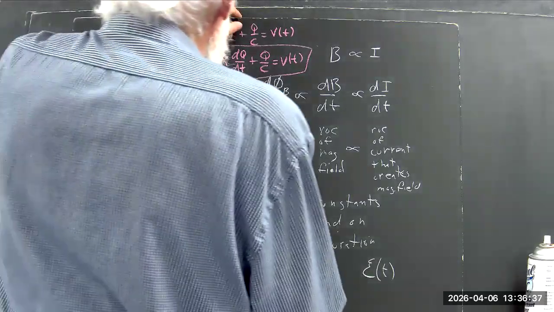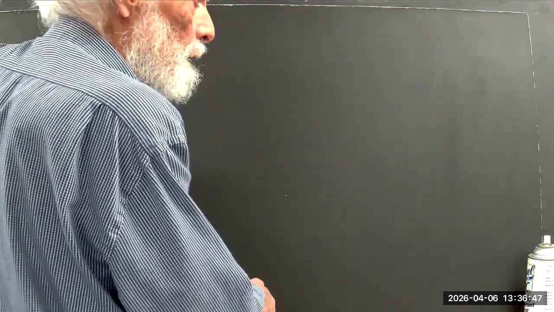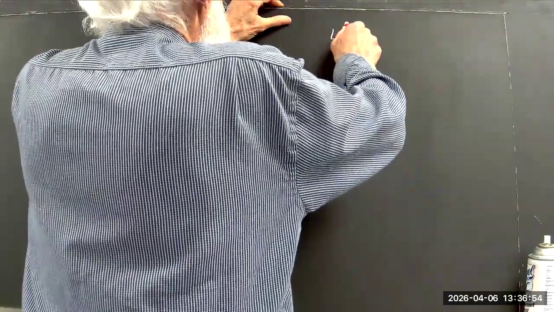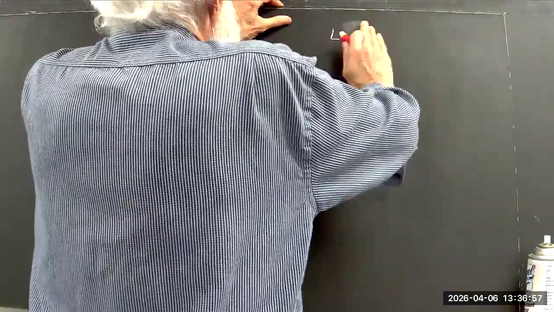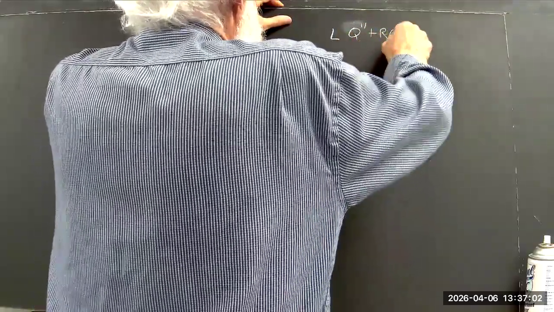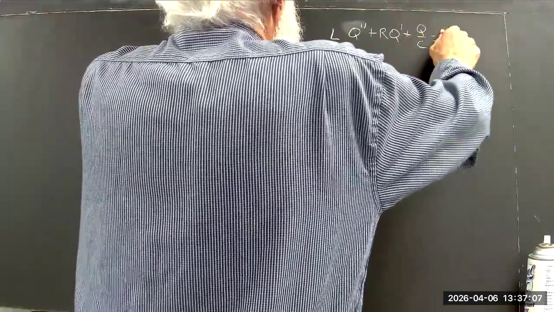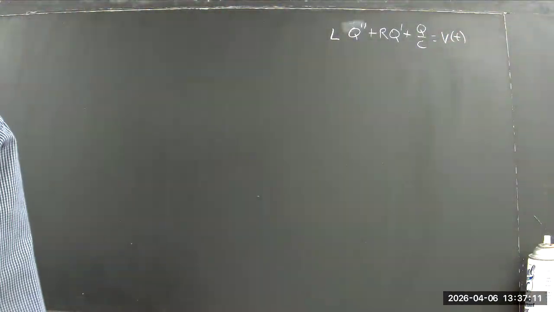All right, so let's just write down this equation more. Get over here, we'll see everything. Okay, we have L, and I'm going to stop writing the d's. I'm going to do L Q double prime plus R Q prime plus Q over C equals V of t. Fair enough?